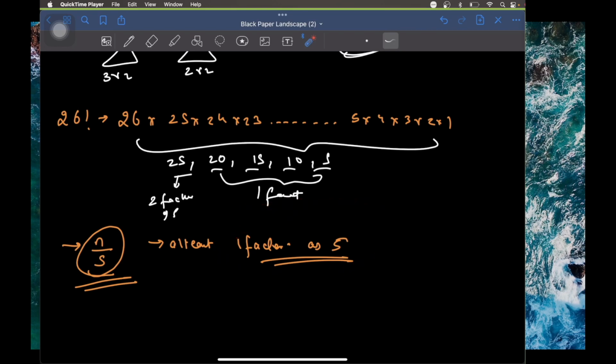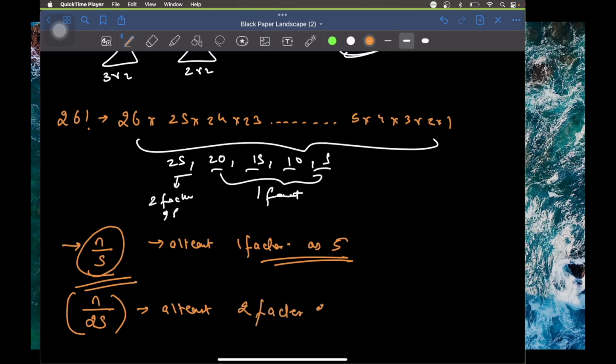In a range 1 to n, how many numbers actually have at least 2 factors of 5 so that they can give you the second factor 5? Can I say there are only n by 25 numbers which have at least 2 factors of 5? Just think about it. From 1 to 26, there is only one number, 25, that has 2 factors of 5. Yes or no?